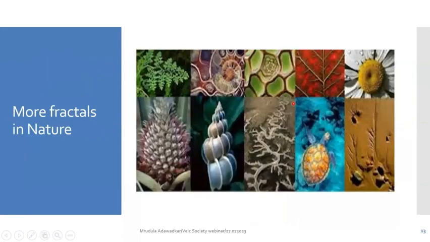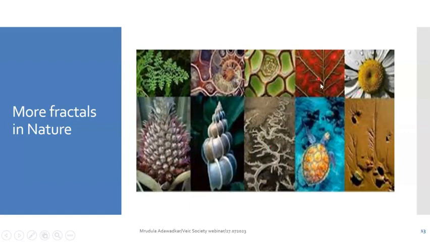These are a few more fractals in nature. You can see a glacier which is branching. Again, you can see those patterns in fruits, in leaves, in turtle backs. You can see those patterns when the waves come and go and form patterns on the seashore. We can find those patterns in flowers, in the arrangement of flowers.